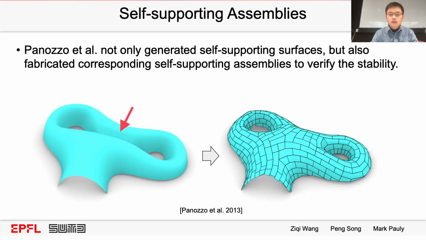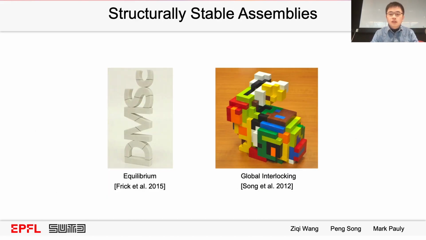In addition to generating self-supporting surfaces, Panozzo and their colleagues also optimized the surface tessellation to avoid the resulting blocks from sliding. Note that a local geometric feature in the target shape is deformed to make the surface self-supporting. Let's move to the interlocking method.